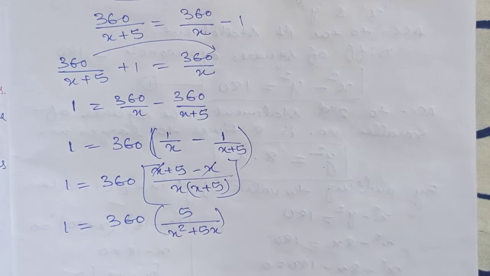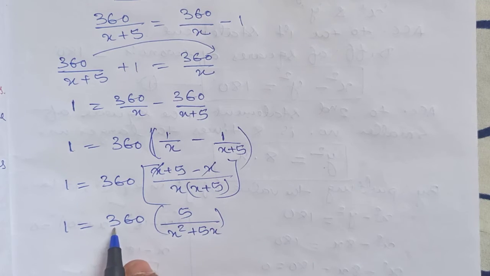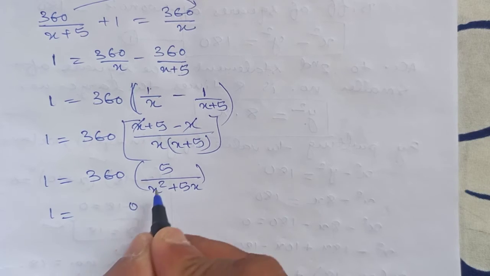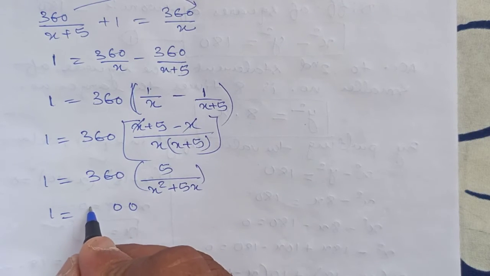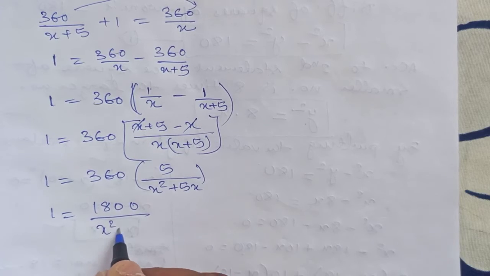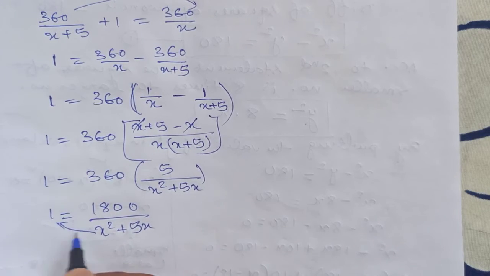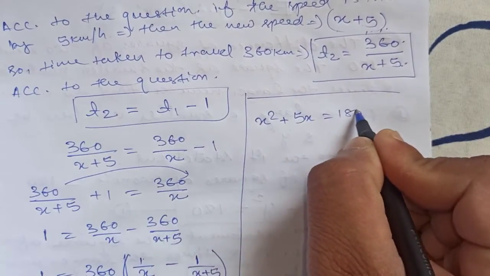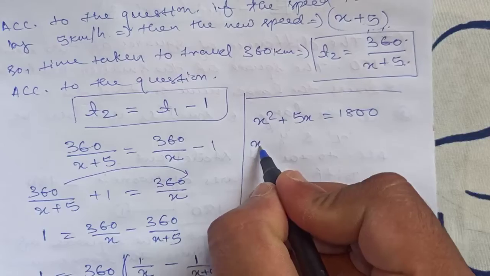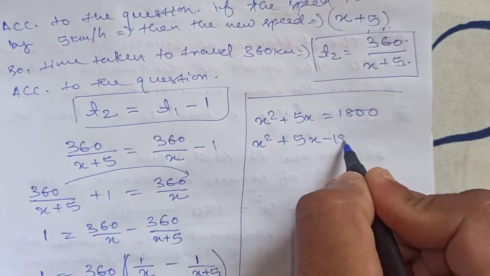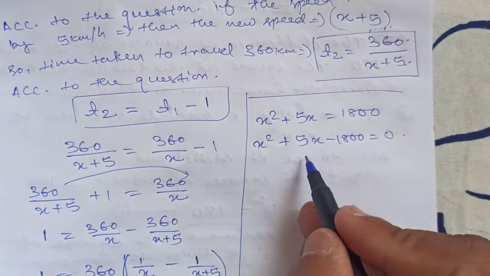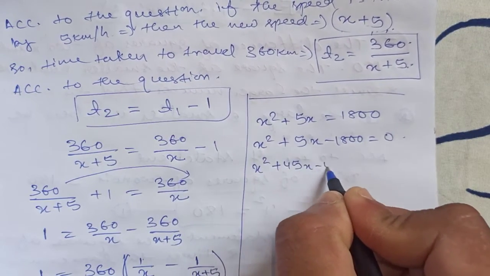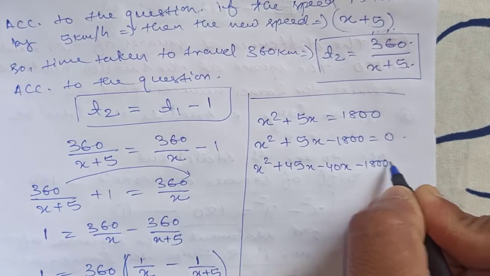Open the bracket, x square plus 5x. Now multiply 360 by 5, we get 1 equals 1800 by x square plus 5x. Multiply this term here, you will get a quadratic equation, that is x square plus 5x equals 1800. Bring 1800 this side, x square plus 5x minus 1800 equals 0. Now split the middle term, we will get x square plus 45x minus 40x minus 1800 equals 0.